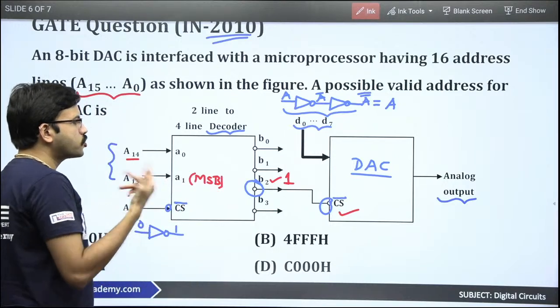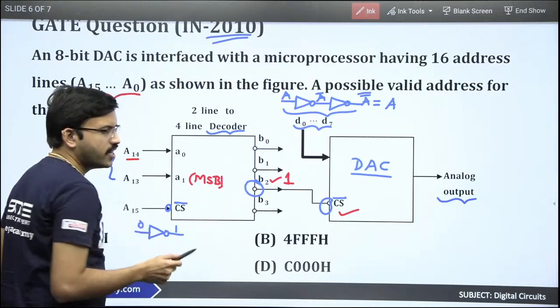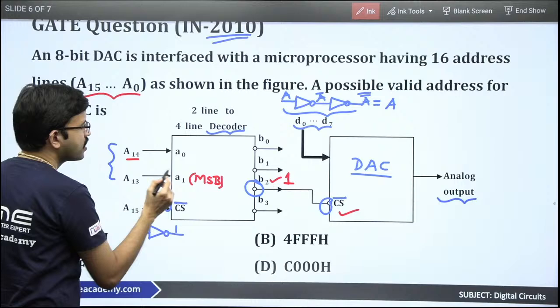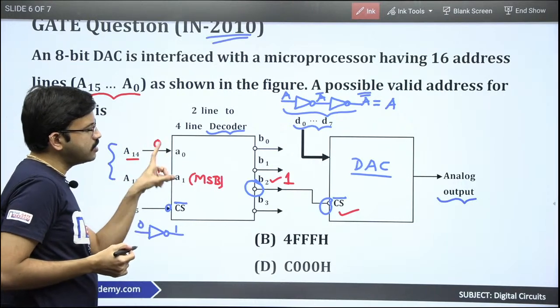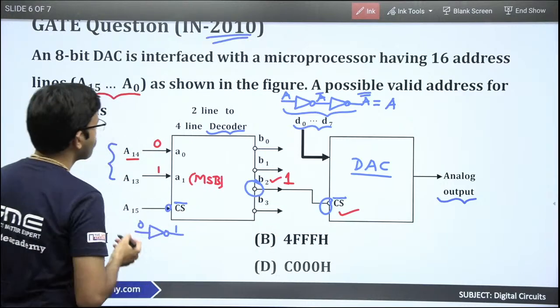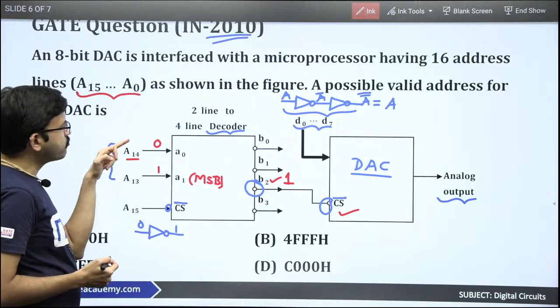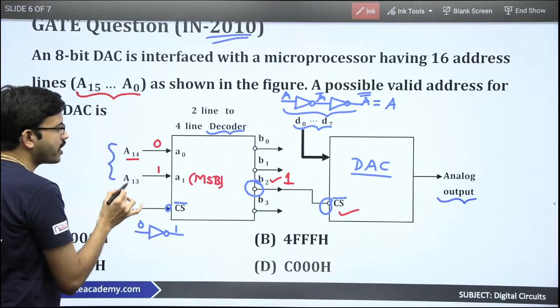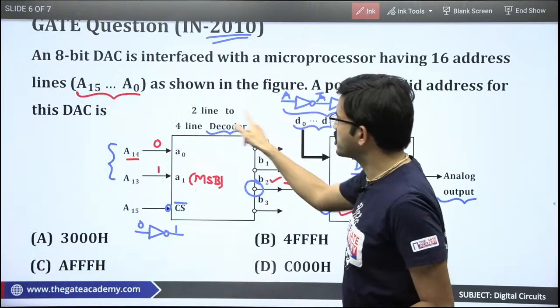Sometimes students make the mistake here. B2 value should be 1. In order to get B2 as 1, A1 should be 1 and A0 should be 0. If you give 1 0 as input, 1 0 is nothing but 2, so B2 value will be 1. In general, students put 1 here and 0 there with respect to the microprocessor. No, we should not consider it with respect to the microprocessor. We have to consider it with respect to the decoder.